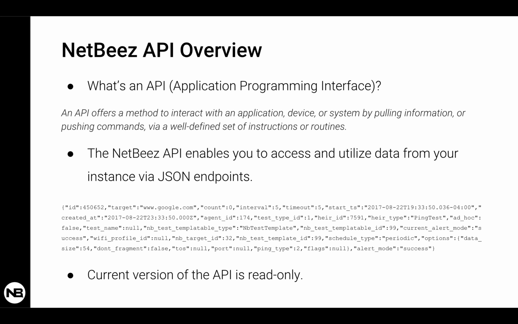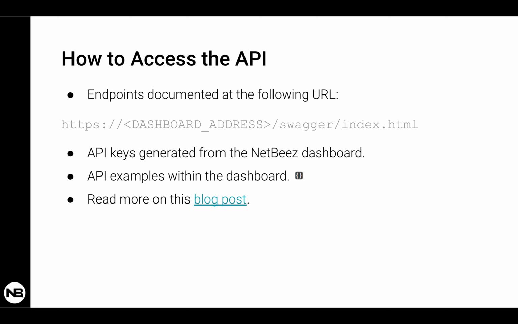The data is encoded in JSON, and here you see an example of a JSON output from NetBeez, and it's a very widely used method to process data from APIs. The current version of the NetBeez API is read-only. That means you can only get data and not make changes via the push API.